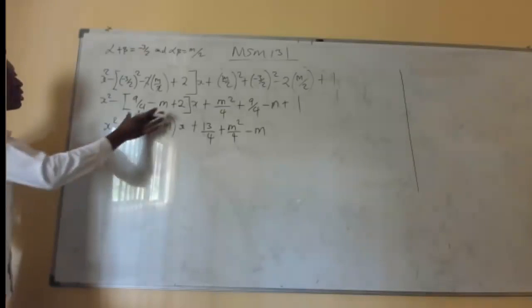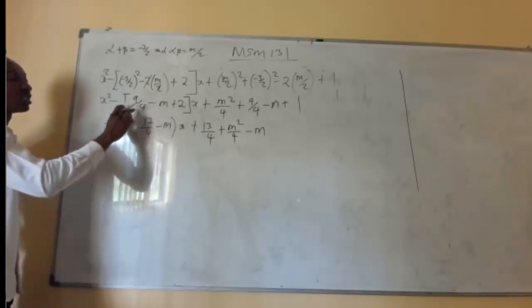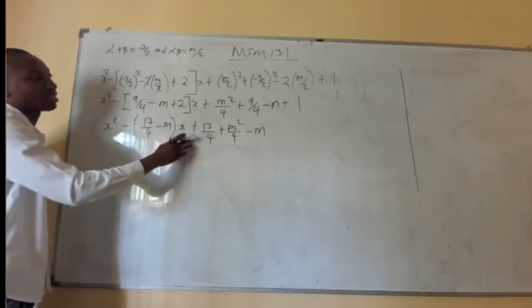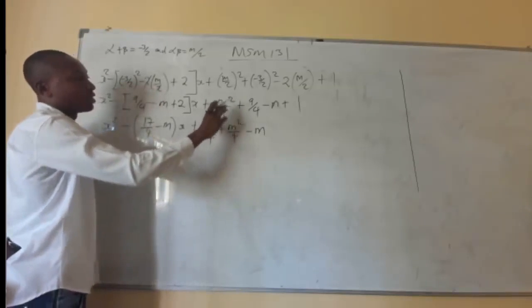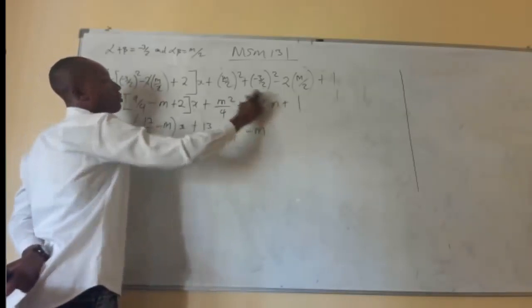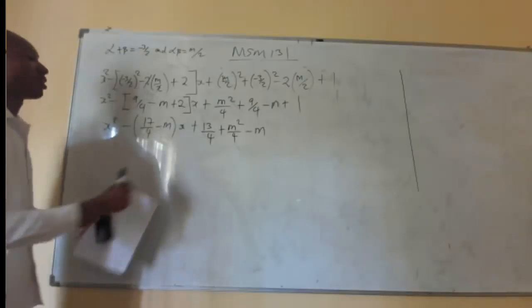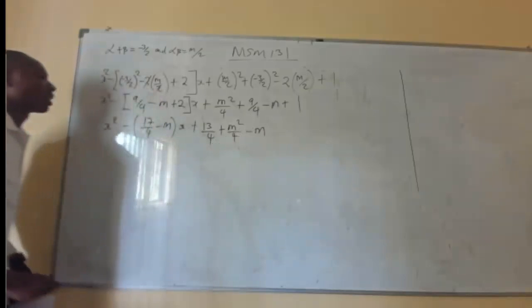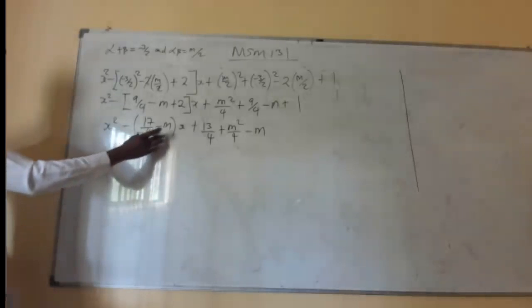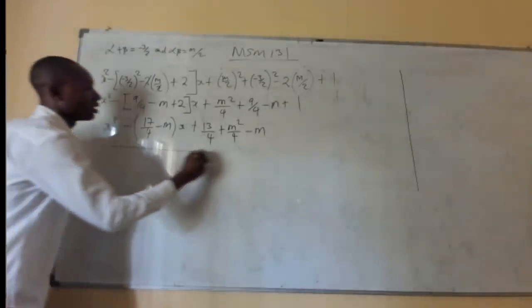So I'm saying here I simply added 9 over 4 plus 2, which is the same as, multiplying by 4, 8 plus 9, 17 over 4 minus m, x. Then the m squared part I've written here: 9 over 4 plus 1. This is the same as 4 plus 9, which is 13 over 4. Okay, then 13 over 4 plus m squared over 4 minus m. Okay, so now we can actually write that. We can finish that up. So this is the equation in question.